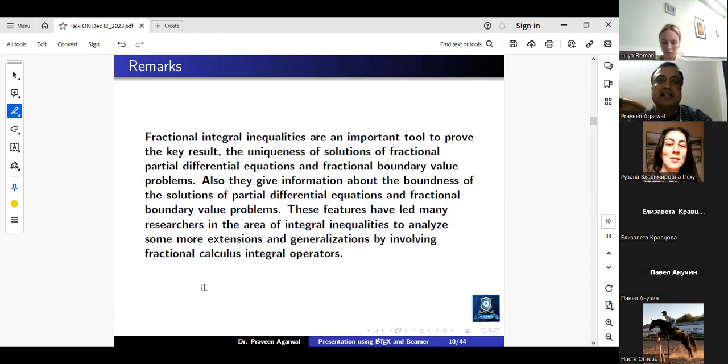Then fractional integral inequalities are an important tool to prove the key result, the uniqueness of the solution of fractional partial differential equations and fractional boundary value problems. Also, they give information about the boundedness of solutions of partial differential equations and fractional boundary value problems. These features have led many researchers in the area of integral inequalities to analyze some more extensions and generalizations by involving the fractional calculus integral operators.